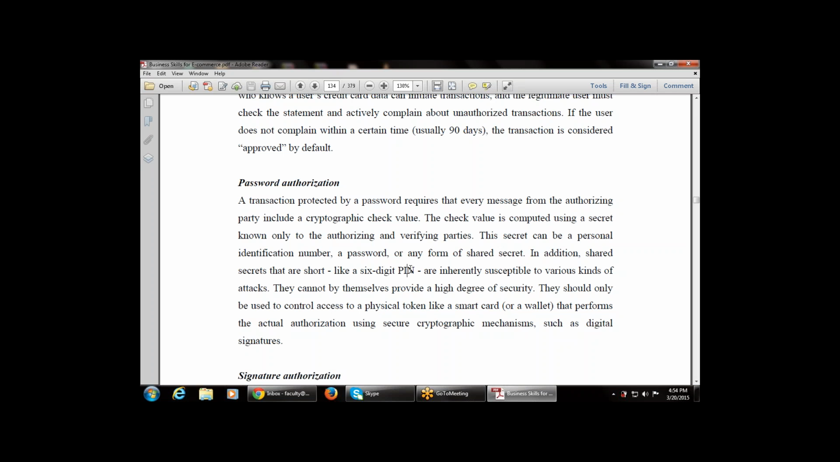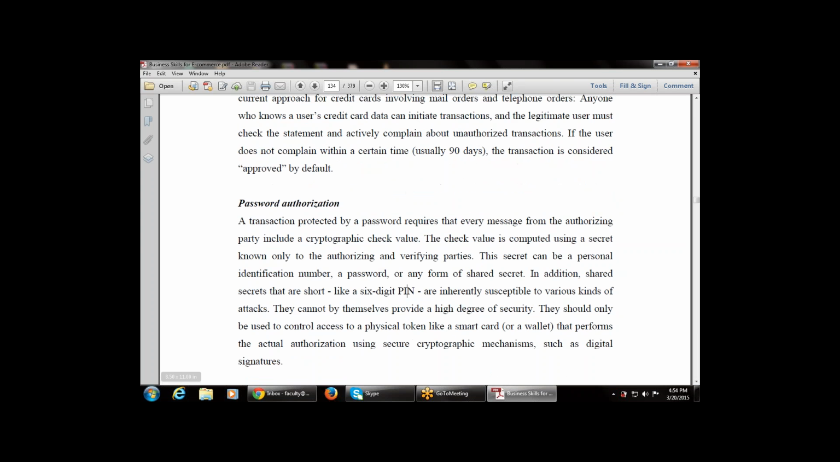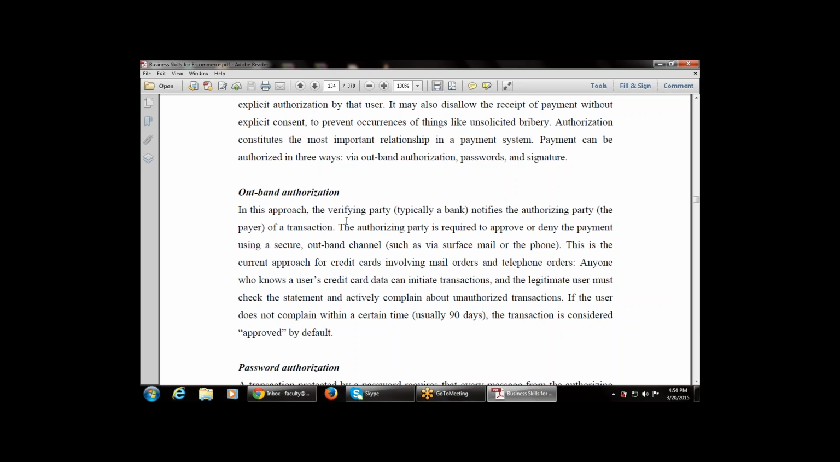In addition, shared secrets that are short, like a 6-digit PIN, are inherently susceptible to various kinds of attacks. They cannot by themselves provide a high degree of security. So password authorization must include secure cryptographic mechanisms, for example, a digital signature.